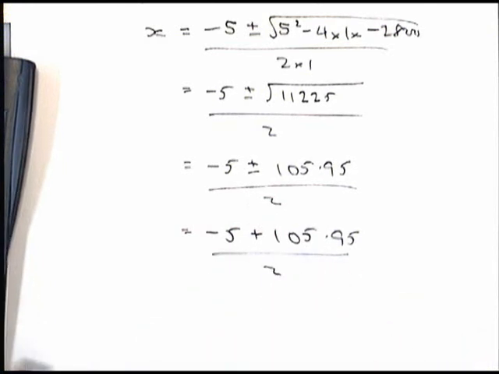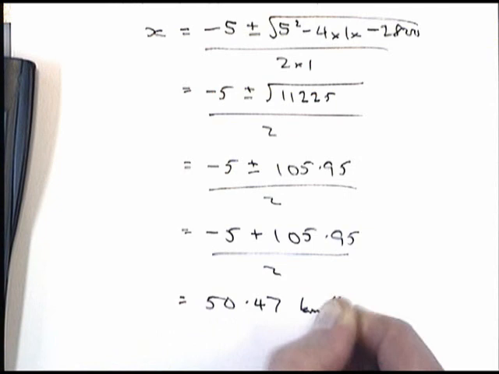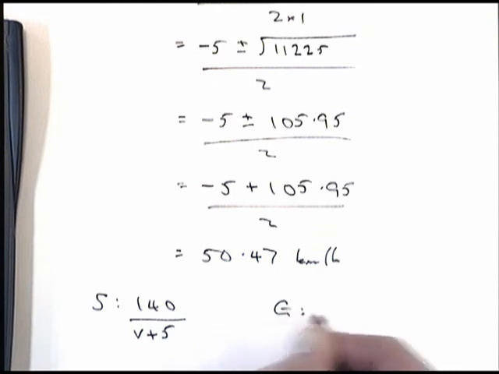So if we work this out, we get an answer of 50.47, and this will be in kilometres per hour. So we've worked out now v, and from here we've got to find out the times given by Simon and Gavin. Earlier in the question we had the time for Simon was 140 over v plus 5, and the time for Gavin was 140 over v. Well, that is now our v.